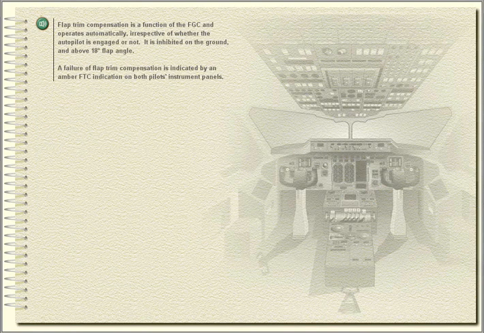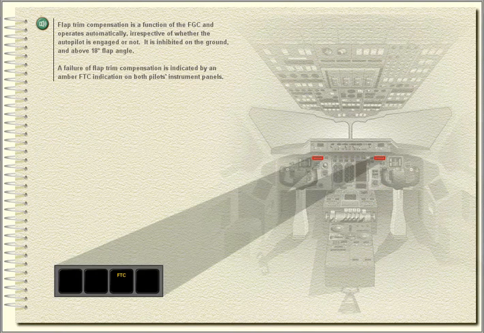Flap trim compensation is a function of the flight guidance computer and operates automatically, irrespective of whether the autopilot is engaged or not. It is inhibited on the ground and above 18 degrees flap angle. A failure of flap trim compensation is indicated by an amber flap trim compensation indication on both pilots' instrument panels.